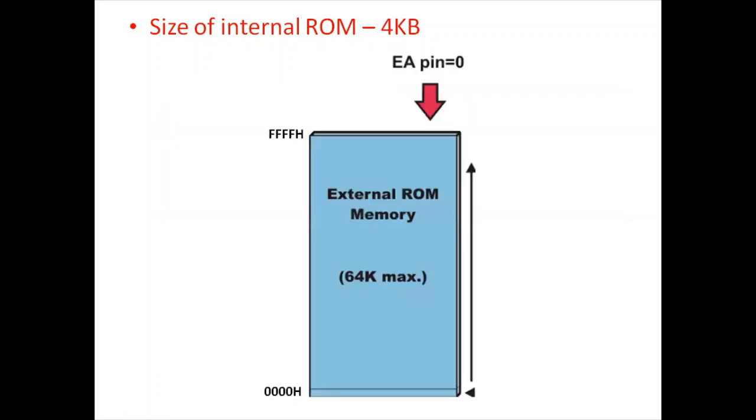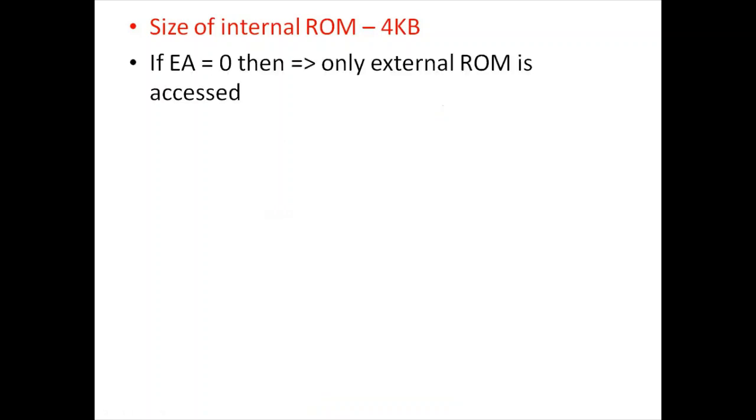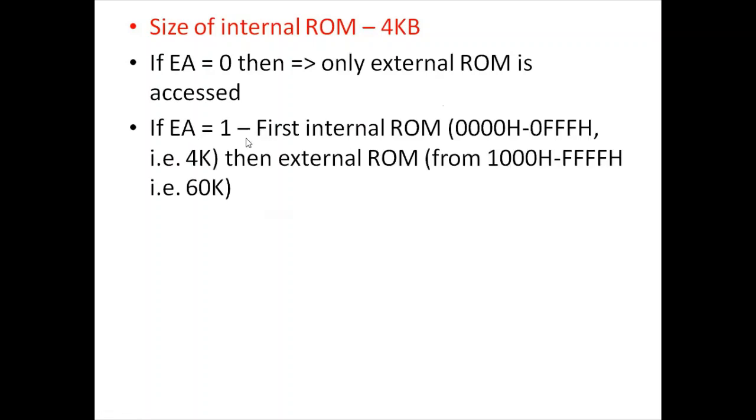Now, if this pin is 0, if EA bar is 0, that means it is completely accessing your external ROM. Full 64 KB is your external ROM. So, I hope you've understood. If EA bar is 0, external ROM. If EA bar is 1, first internal, then external. So, if EA bar is 0, it is accessing only external ROM. And if EA bar is 1, that means first internal ROM and then 60 KB external ROM.